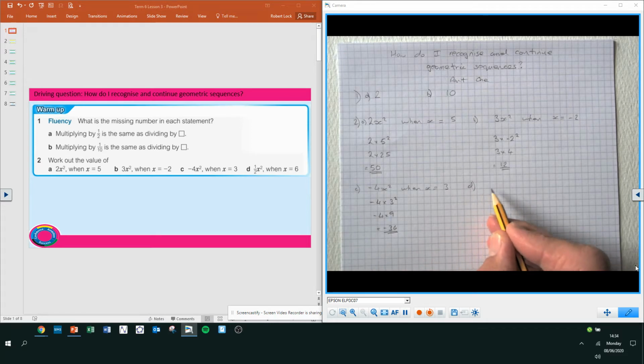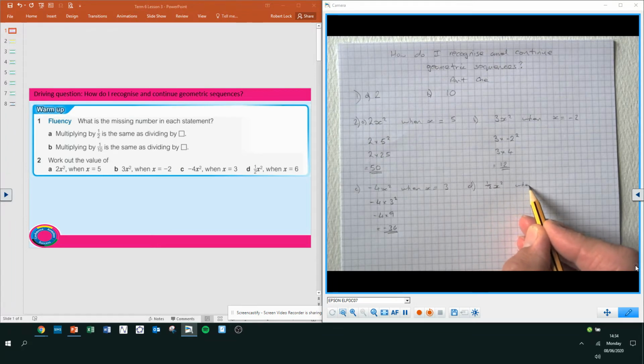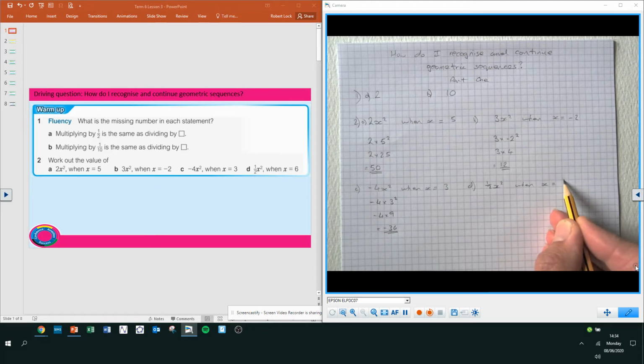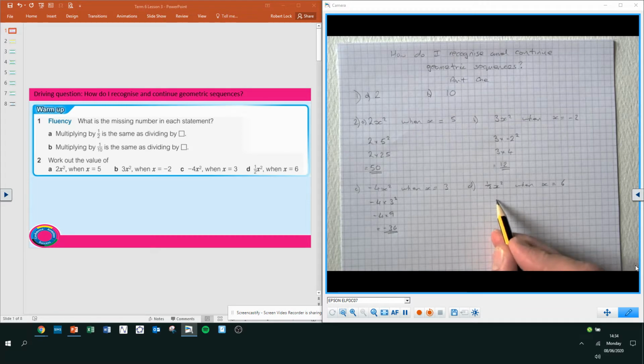D. Half x squared when x equals 6. I said before, we used the half multiplied earlier. Half times 6 squared. 6 squared is 36, so half times 36. Remember, multiplying by half is the same as dividing by 2. So 36 divided by 2 is 18.